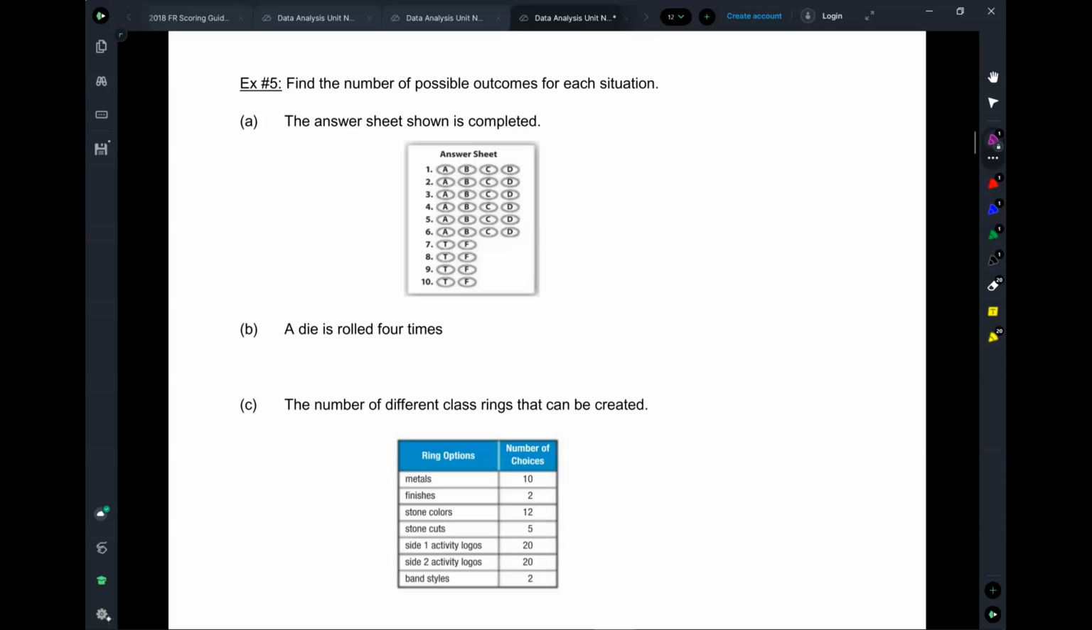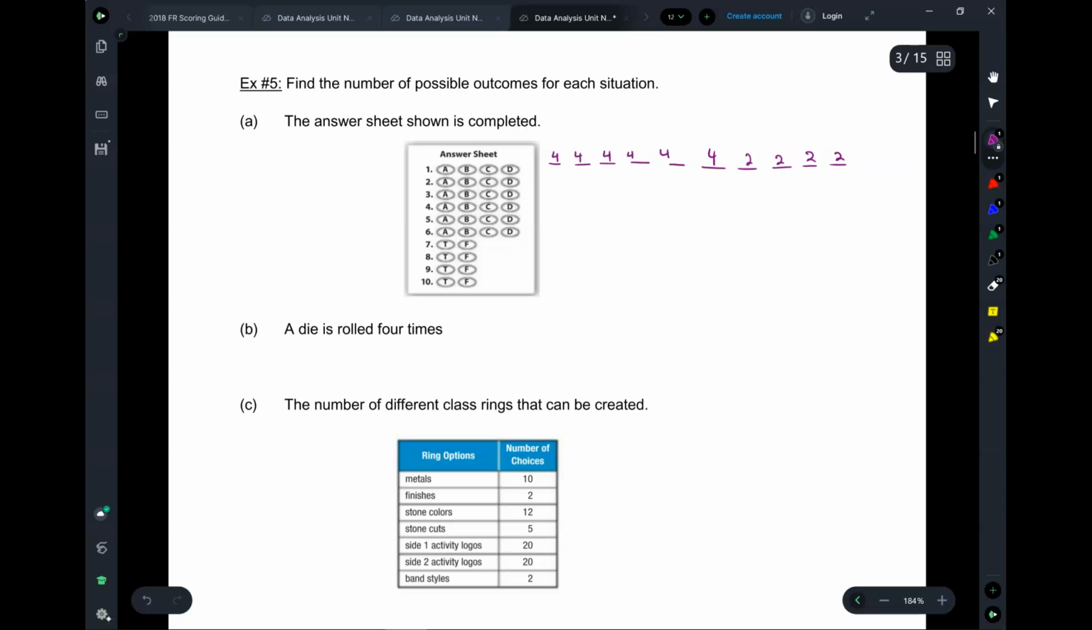So, take a look at this one. I have 10 answers to put. For question 1, how many choices do I have? 4. For question 2, how many choices do I have? 4. For question 3, I have 4 choices. Questions 4, 5, 6, I have 4 choices for all of them. And then the rest, I have 2 choices for each.